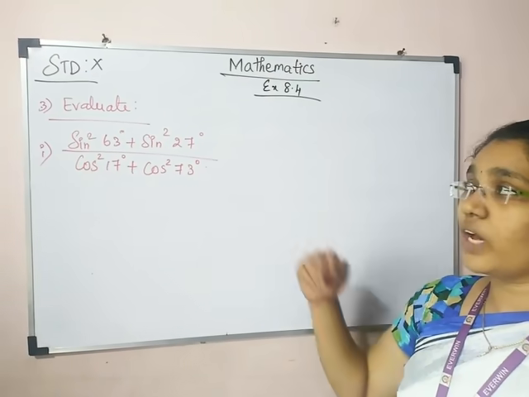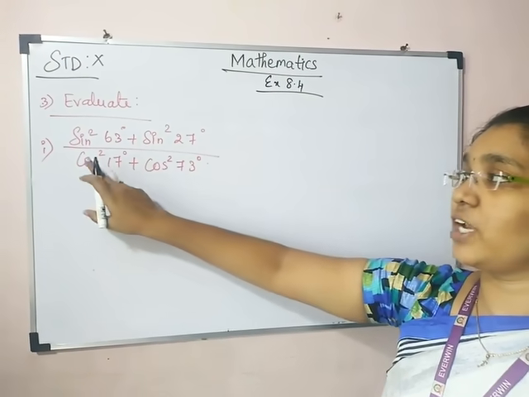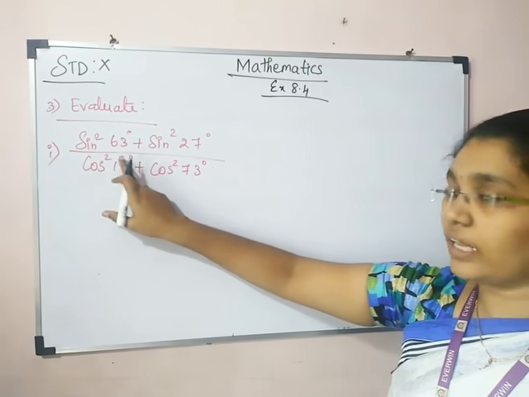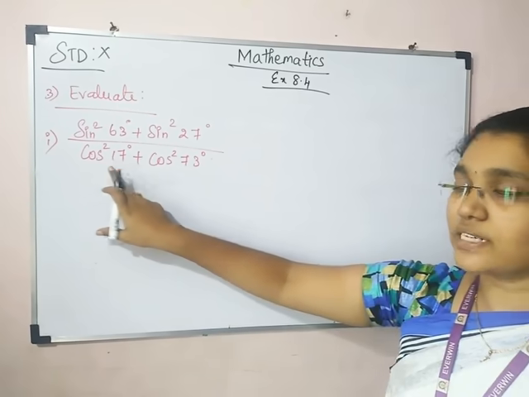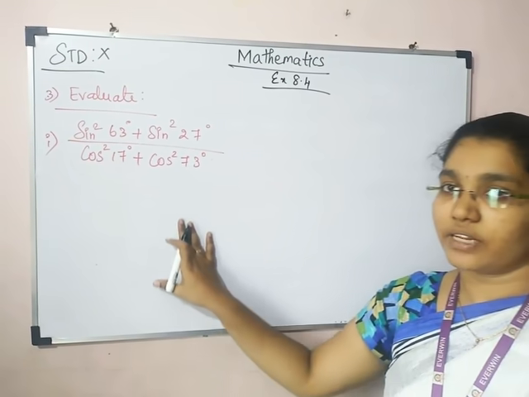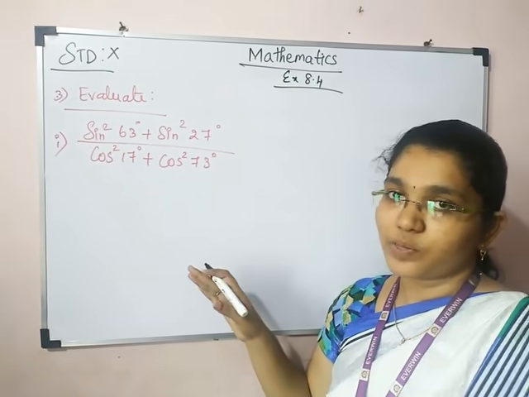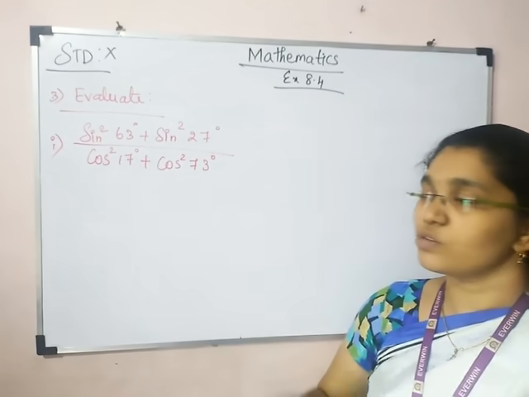Okay, so now we are on the third question. The question is: evaluate sin square 63 degree plus sin square 27 degree divided by cos square 17 degree plus cos square 73 degree. So we are going to evaluate this question. So we are going to find the values of these, right?